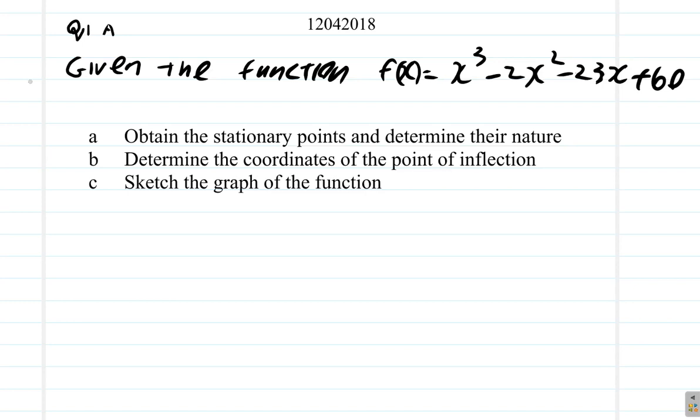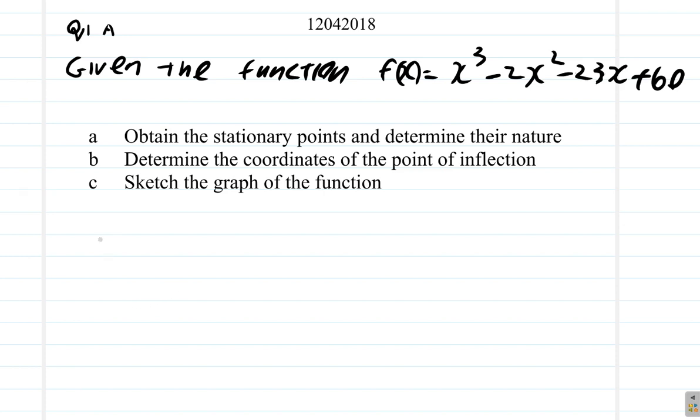Question 1a. Given the function f of x equals x cubed minus 2x squared minus 23x plus 60, obtain the stationary points and determine their nature. Determine the coordinates of the point of inflection and sketch the graph of the function. You're also going to show the stationary points and the point of inflection on the sketch.